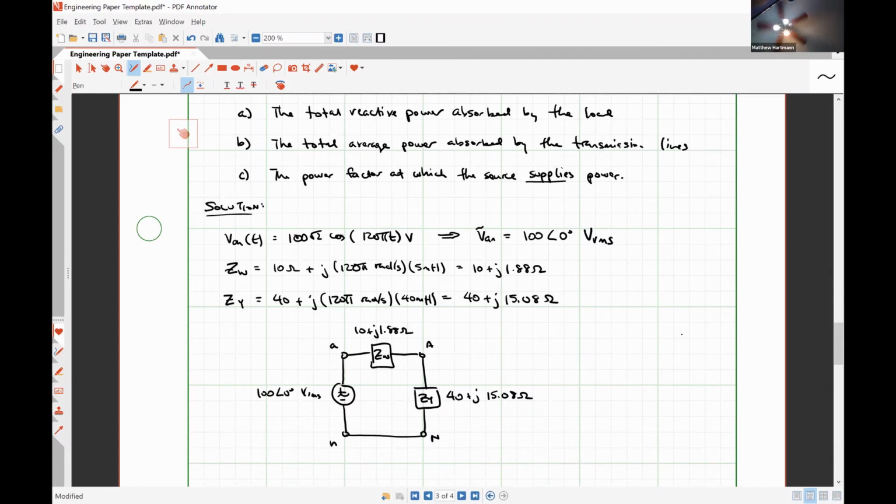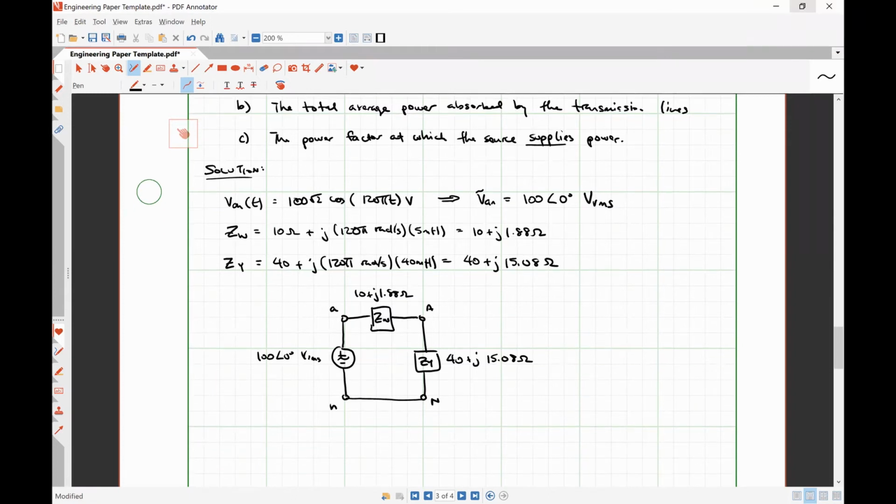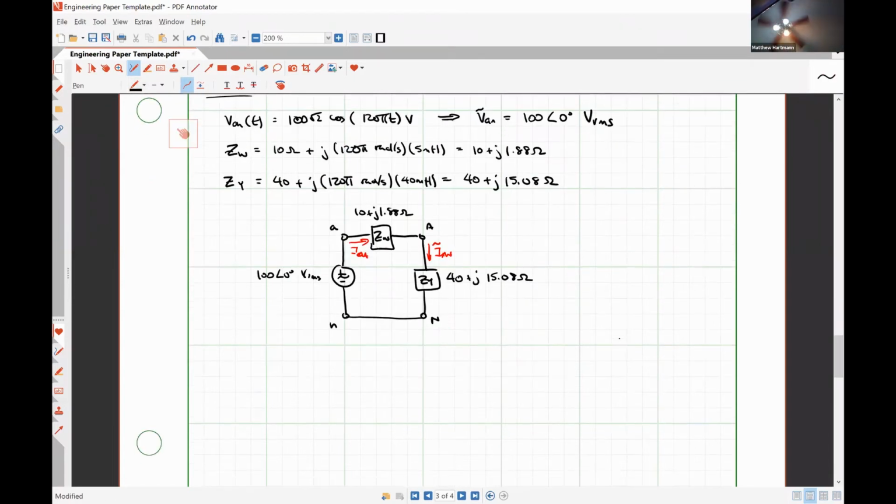So what do you think the easiest way to get the quantities we need is? Yeah. First we need to find our current. So we can find our phase current, which will be exactly the same as our line current. So that's going to be this current I_aA, which is the same as I_AN.